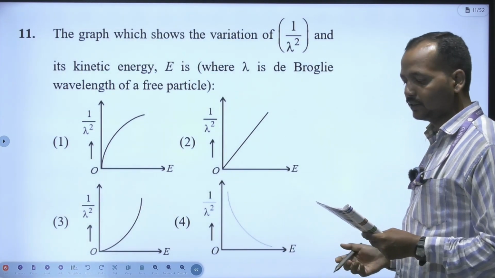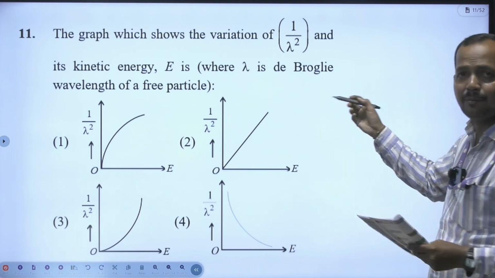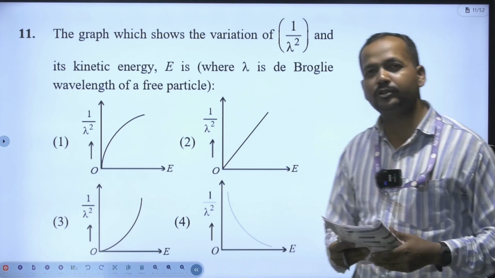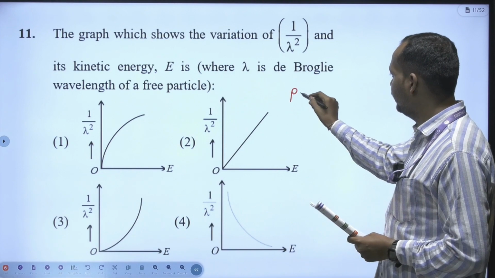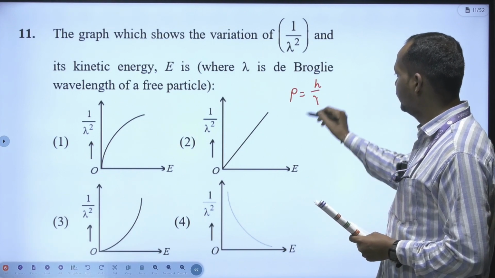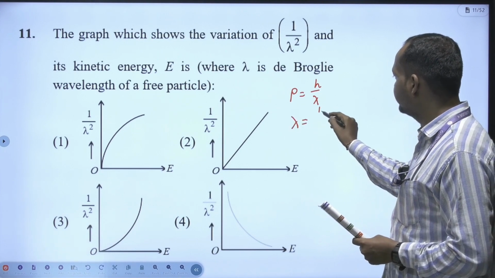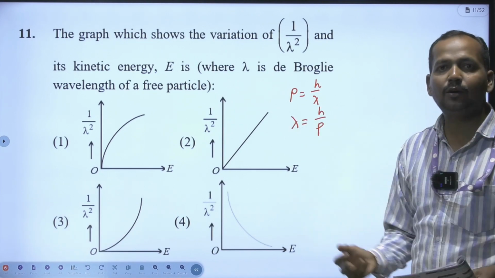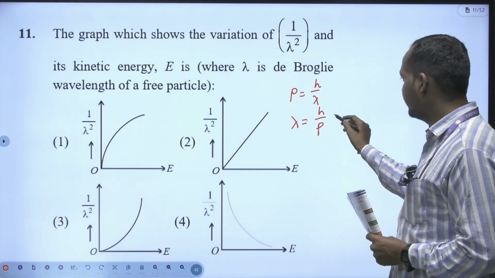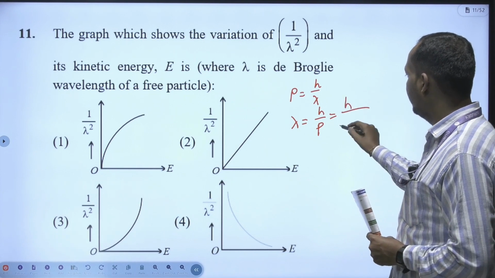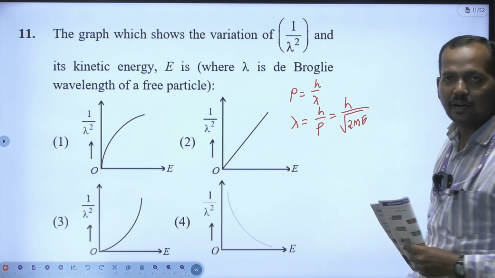Okay guys? Yes. So here 1 upon lambda square, right? To get the lambda, we should know the properties of photons. The momentum of a photon is given by p is equal to h by lambda. Since I want lambda here, lambda is equal to h by p. And here I want energy, which means kinetic energy. The relation between momentum and kinetic energy gives lambda equal to h divided by under root of 2mE. This formula I hope you know.